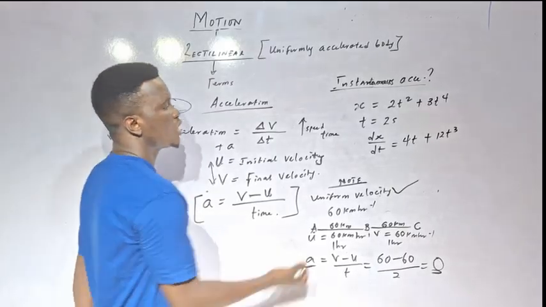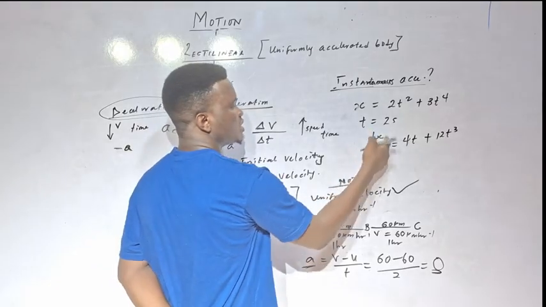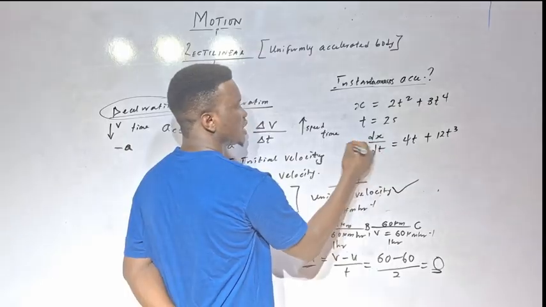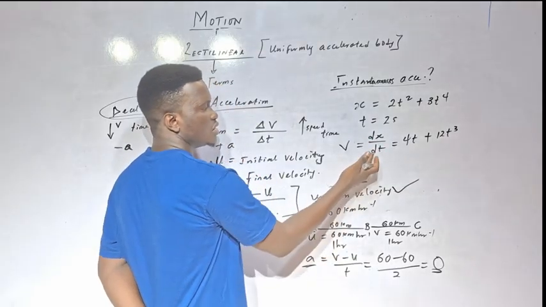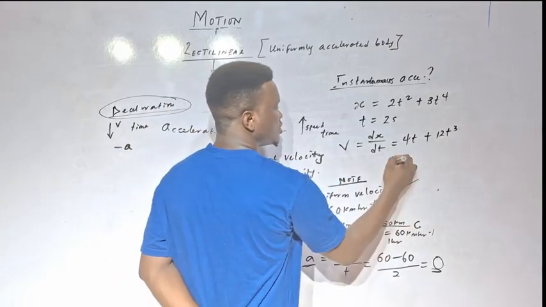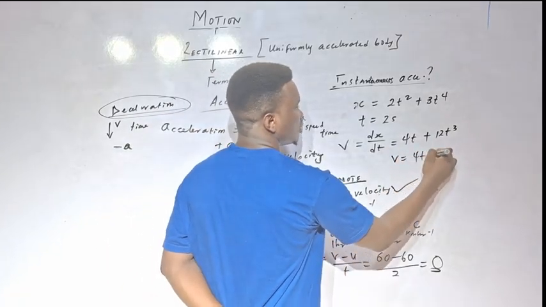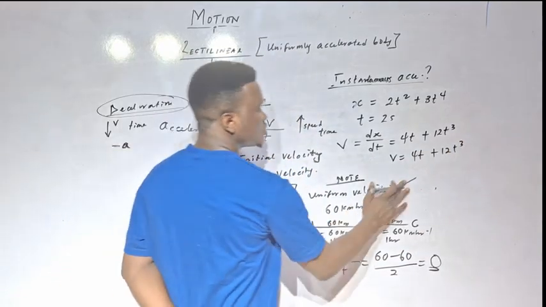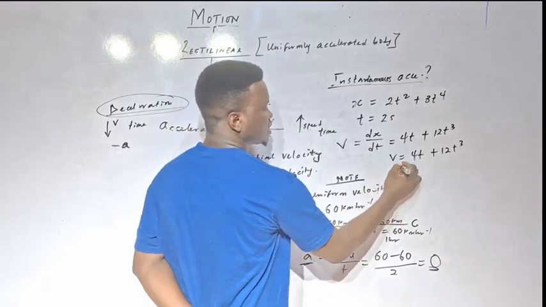Now that we've done that, you remember dx/dt is not the same thing as dv/dt. dx/dt is still the same thing as v, velocity. So dx/dt is equal to this. That means v is equal to 4t plus 12t cubed. Is that correct? Which means I can still differentiate this again.